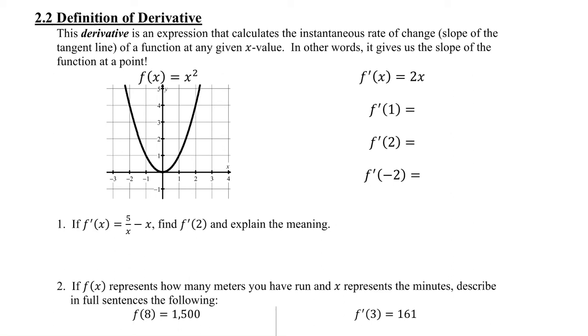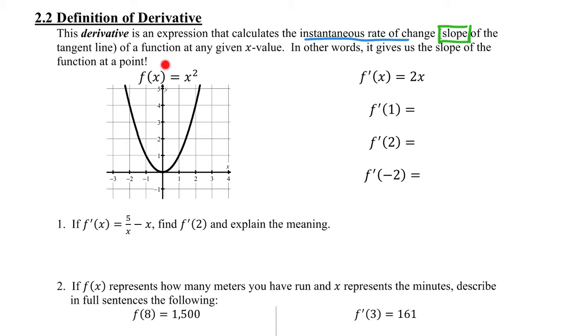Section 2.2 is on the definition of derivative. Derivative is an expression that calculates the instantaneous rate of change or the slope of the tangent line. So derivative is a fancy word for slope of a function at any given x value. In other words, it gives us the slope of the function at a point.